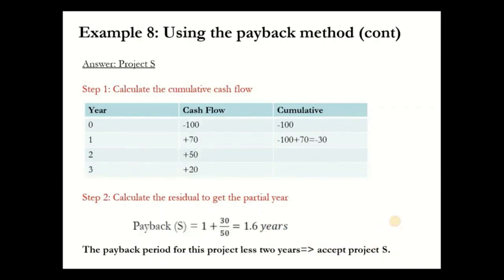How about the S? For the S, 100 is the cumulative. First year you are going to get 70. How much is left? 30. Next year you are getting 50, right? But you require how much? 30. So you are getting more than you require. So that is 30 remaining, and that is 1 because 1 year before you actually get the money total out. So 1 plus 30 is the required divided by 50, so 1.60 years. So we are going to accept the project S.